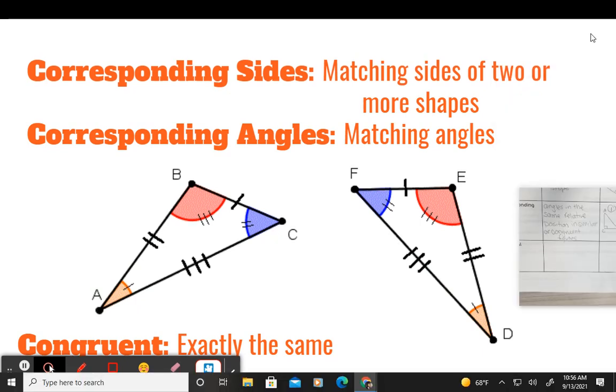So corresponding sides are matching sides of two or more shapes. Corresponding angles are matching angles. So this is what I was trying to explain. If you took two of the same triangles, or two of the same figures, and you turned one around, because that's what happened here. These are the same. They've just been turned. If there are colors, it's very helpful because you can see that angle D corresponds with angle A. You can see that angle B corresponds with angle E and angle C with angle F.